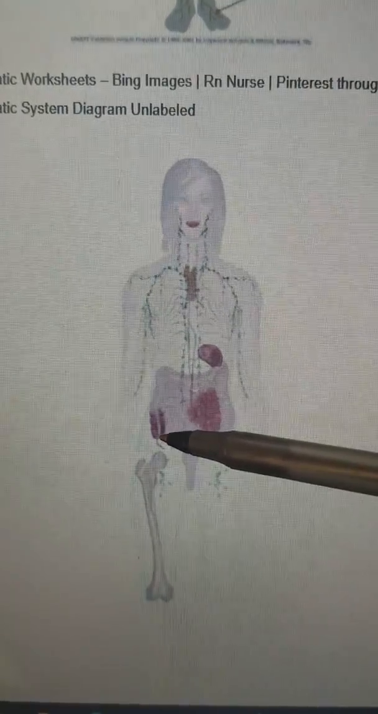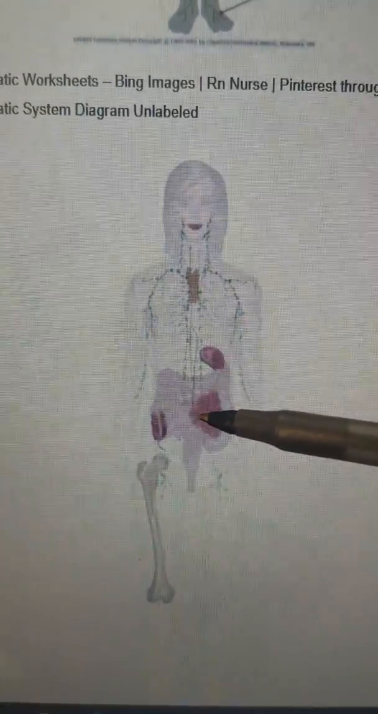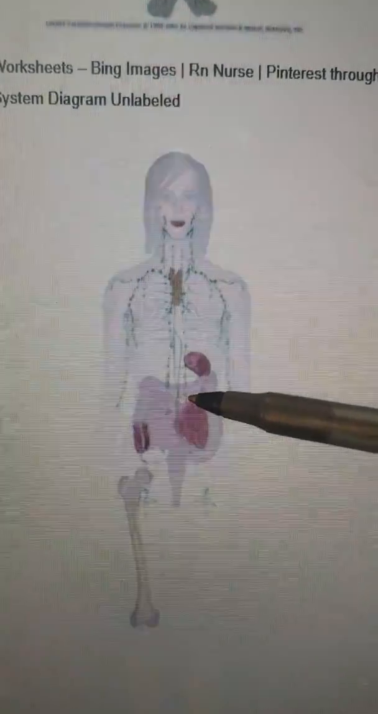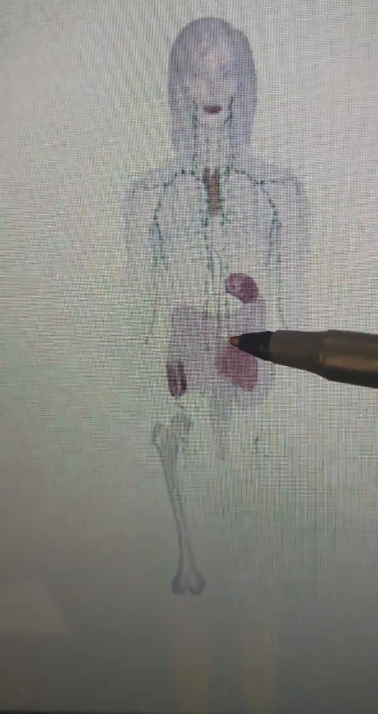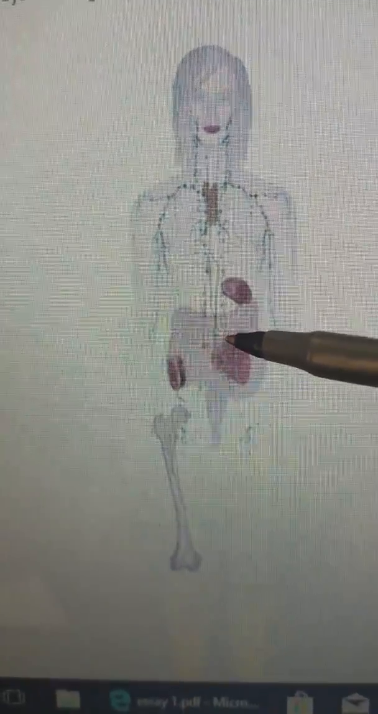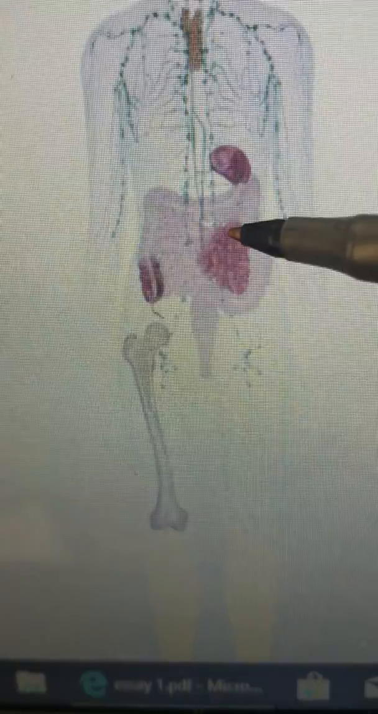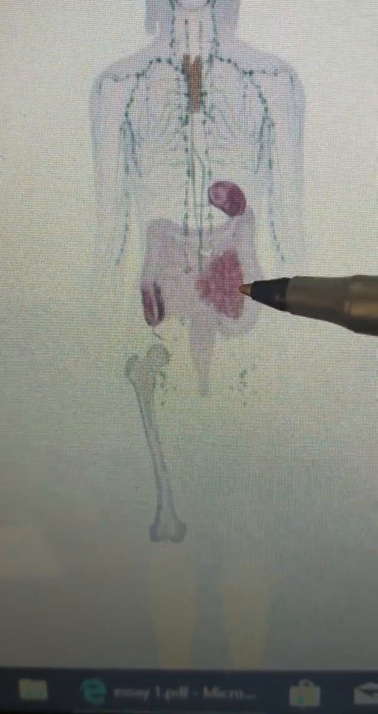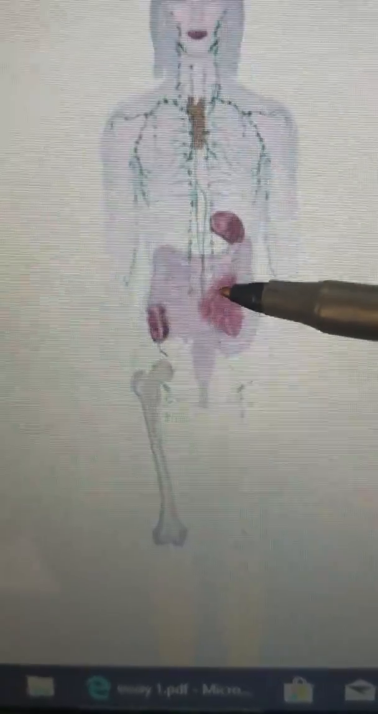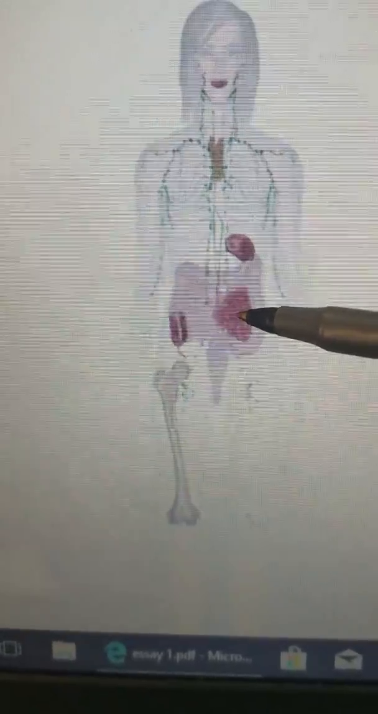Next is your, I believe it's pronounced Peyer's patch, and that's usually located over the small intestine, so that would be right about here. This is your Peyer's patch, if I'm pronouncing it correctly, and it's right over the small intestines, which is located here. So the patch is usually about right here over the small intestine.